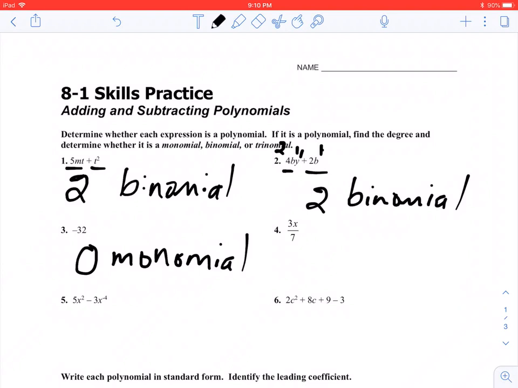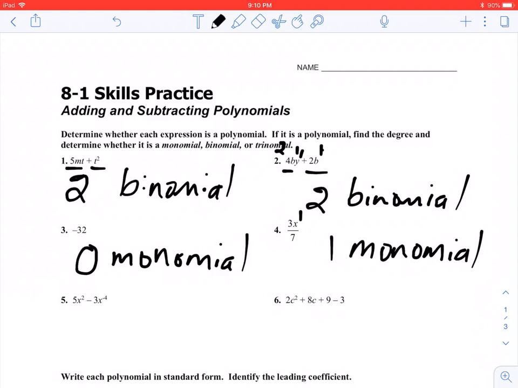Number 4 is 3/7 x. Now, it is okay to have that 7 on the bottom right there because it's not a variable. If there was a variable on the bottom, this would not be a polynomial, but because it's just a number, we're good. The power on x is to the first power. Therefore, this is a first degree, and there is only one term. So again, it's a monomial.